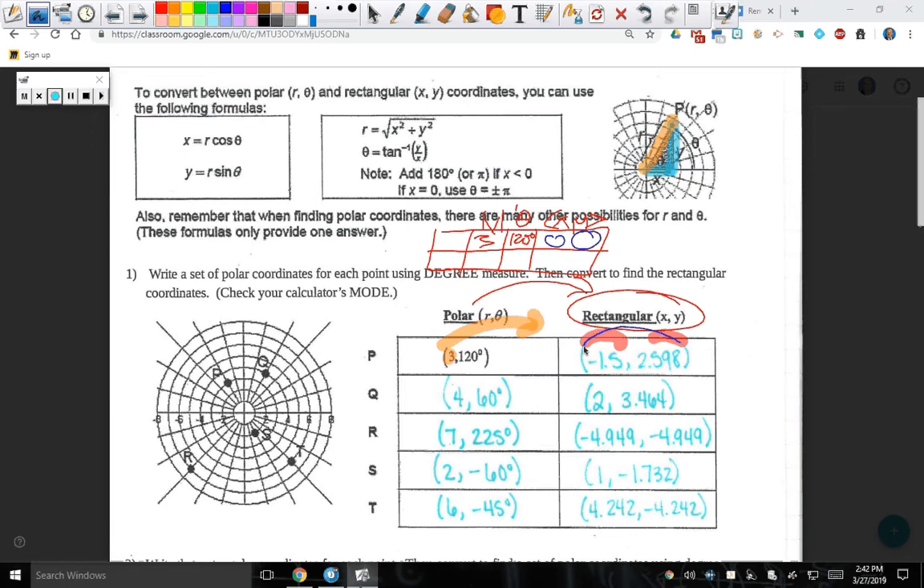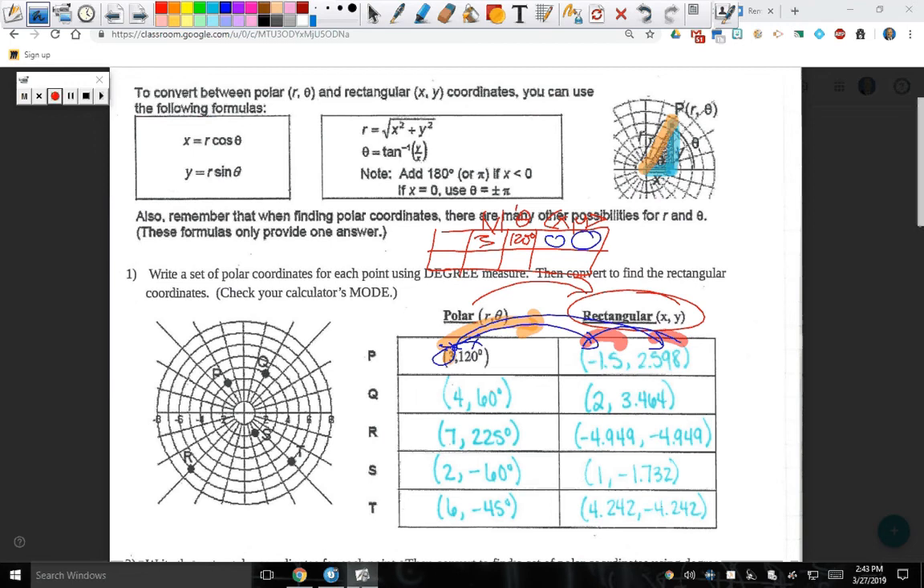The same thing. You're going to say 3 times the cosine of 120 to get that x, and 3 times the sine of 120 to get that y. What's the difference then that you see that this is doing that is different than what we've been doing? What's the difference? It's subtle but important.